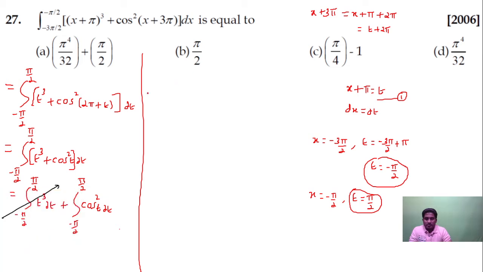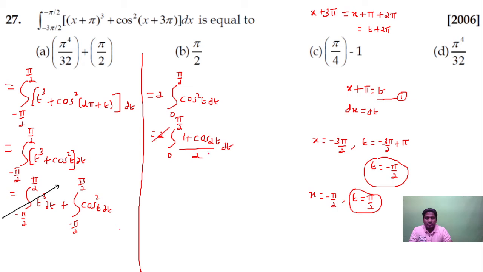Cos square is even. So I can write this as 2 times integral 0 to pi by 2 of cos square t dt. So 2 you keep as it is. Integration 0 to pi by 2, cos square t will be equal to 1 plus cos 2t divided by 2, and then dt.